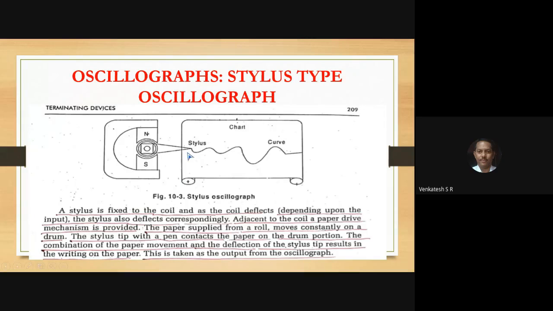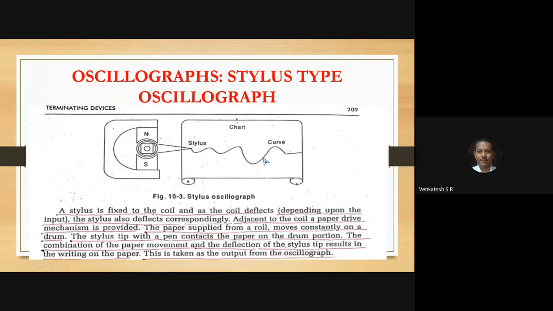In the center you have 0. If the stylus is coming in the downward direction, that is negative. If the stylus is moving upward direction, that is positive on the 0 line or neutral line. The waveform on the paper indicates the output of the measurement. Usually this waveform is measured in terms of Richter scale in case of earthquake.